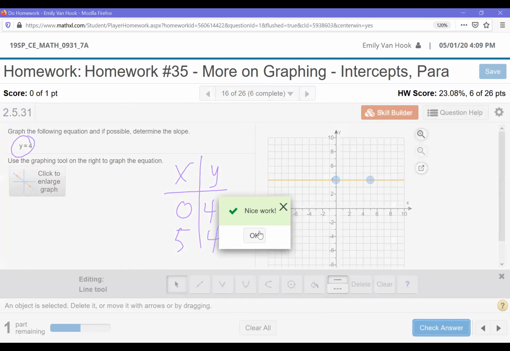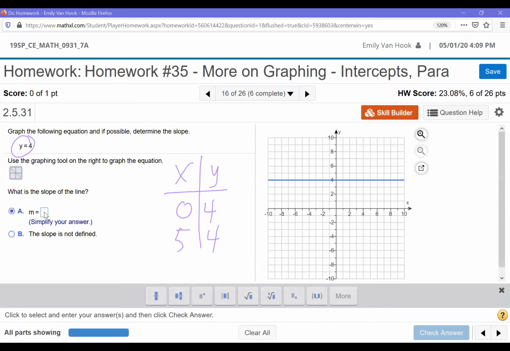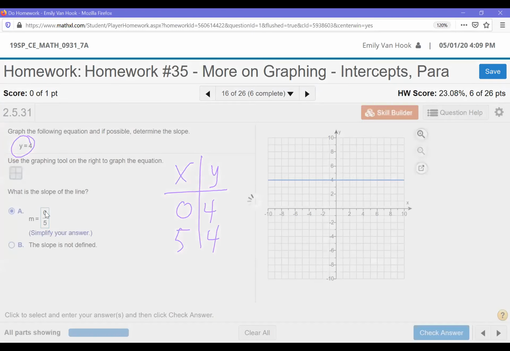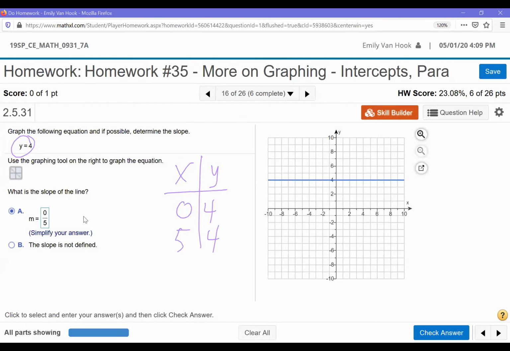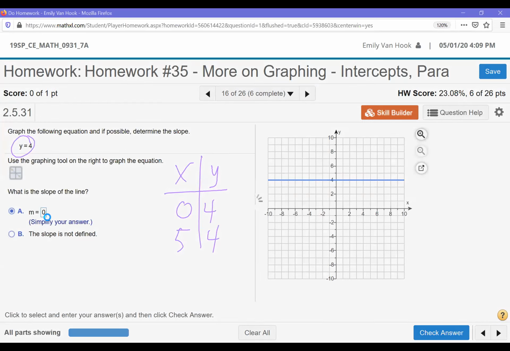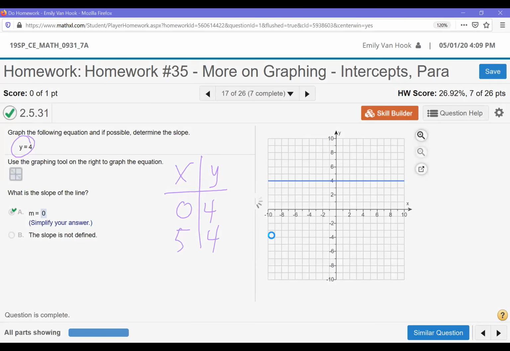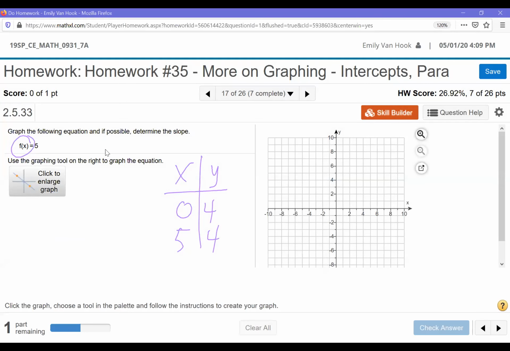Good. And then are we going to get asked for the slope? Let's find out. Yes, our slope is, now we just went up 0 over 5. Our slope is 0. Now, if I put 0 over 5, I don't think it'll accept that. No. Our slope is just 0. Good. Okay. So when you see those x equals and y equals problems, now you know what to do.